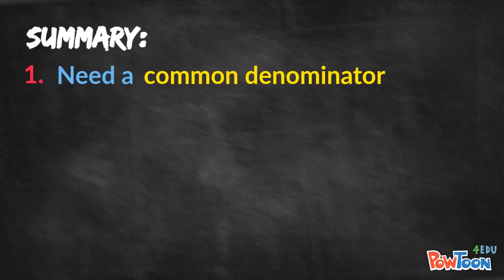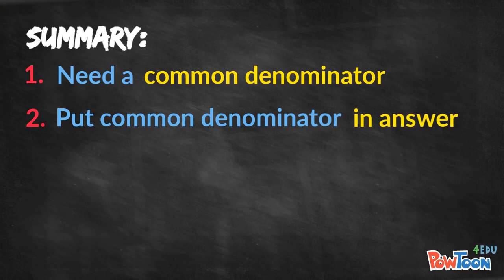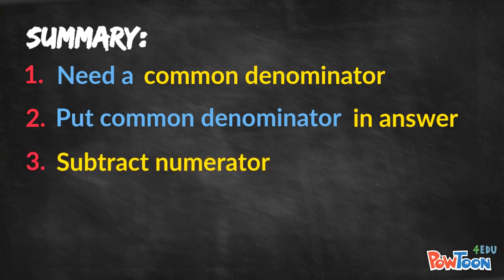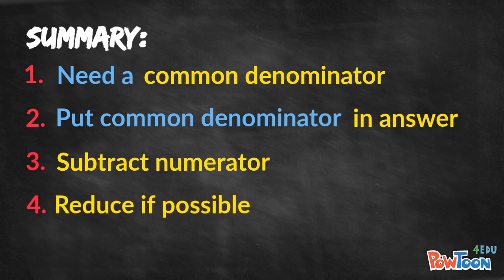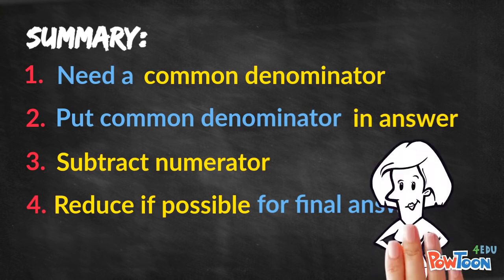Let's summarise fraction subtraction. First, you need a common denominator, so make equivalent fractions as necessary. Next, put that common denominator in the answer straight away. Then, subtract the numerator. Last of all, reduce your fraction if possible for the final answer.